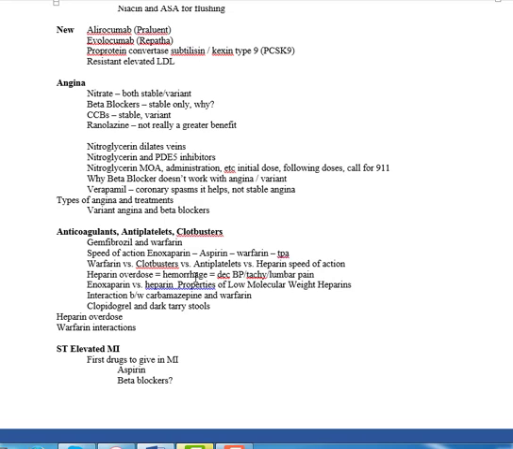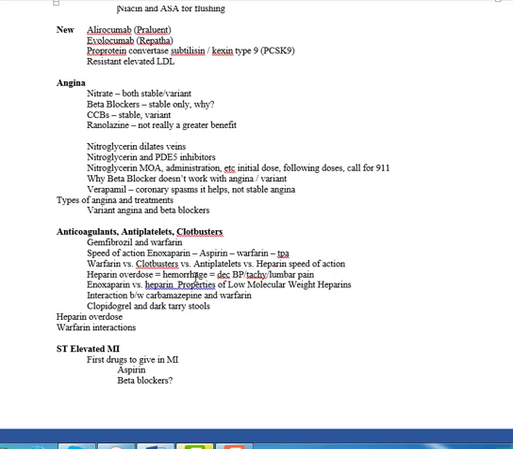Angina, so nitrates are both for stable and variant angina, but beta blockers are only for stable angina. Why? And calcium channel blockers are both for stable and variant. What's the big difference there? If we think about variant angina as kind of a spastic happening, then you think of nitrate and how nitrate can kind of calm that spasm, as can the calcium channel blockers, but beta blockers have no effect on that kind of spasticity. And then ranolazine, for the price, we weren't really seeing as much benefit as we would like.